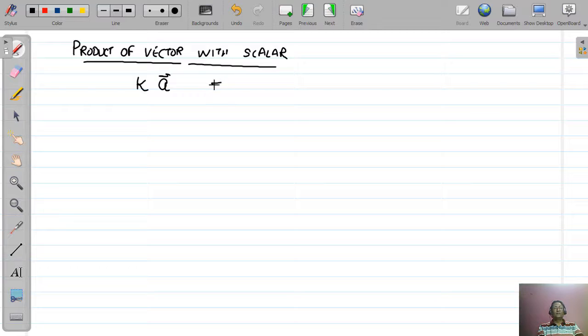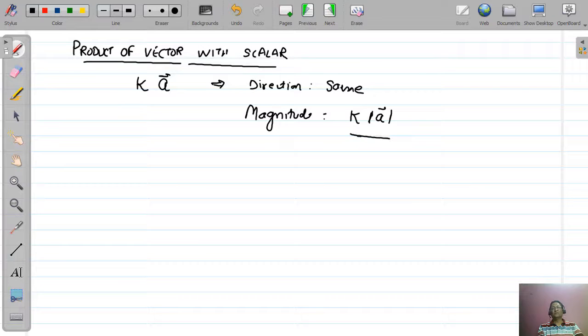This means the direction remains the same, but the magnitude is k times. The magnitude is k times that of vector A. If the magnitude of the vector is this, then the magnitude of kA is this.